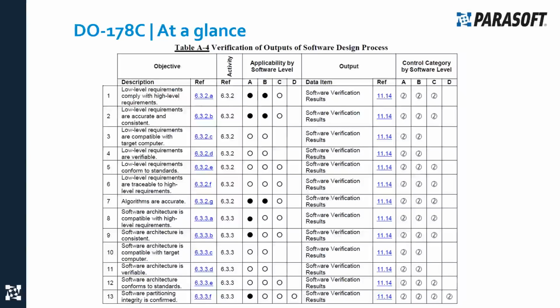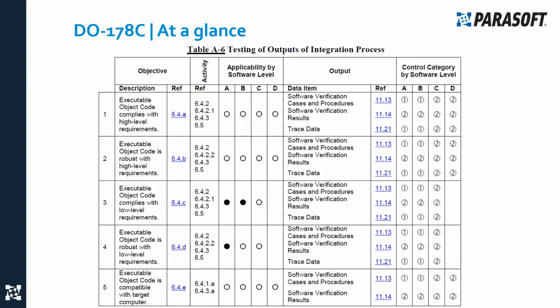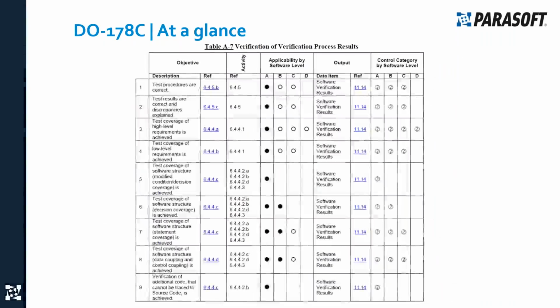Now, table A4 shows us the verification objectives for the low-level requirements defined during the design phase. Table A5 shows us the verification objectives for the source code and integration process. Table A6 shows us the verification objectives placed on the executable object code or assembly code. So as I mentioned, this is verification at a much lower level of abstraction. Then table A7 shows us the objectives for the verification of the verification process results.